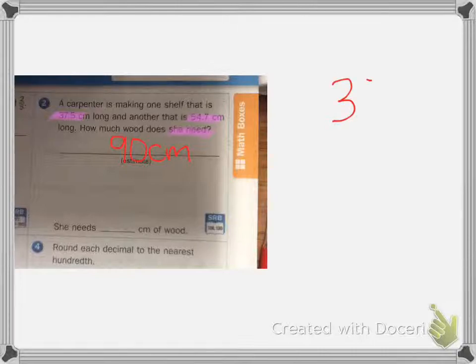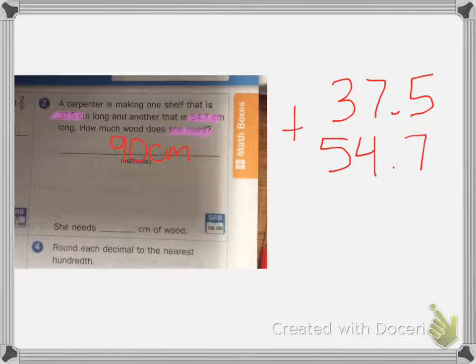So we have 37 and 5/10 plus 54 and 7/10. And again, our biggest thing is we have to make sure we line these decimals up. So 5 plus 7 is 12, carry the 1. 1 plus 7 is 8, plus 4 is 12, carry the 1. 5 plus 3 is 8, plus 1 is 9. So our answer is 92.2 centimeters.